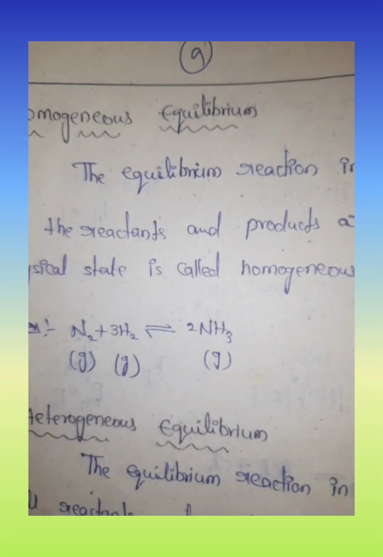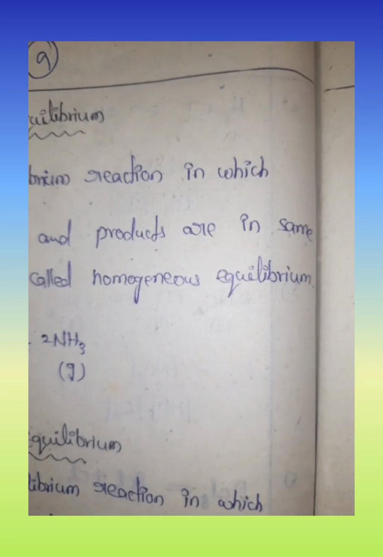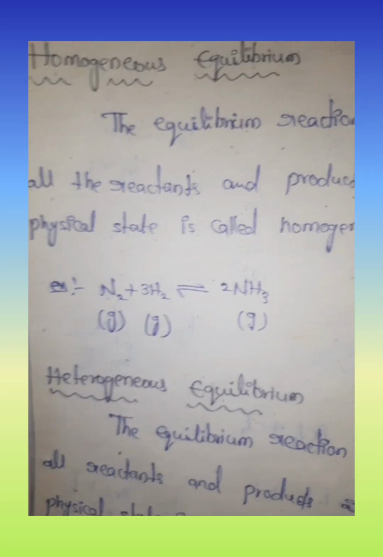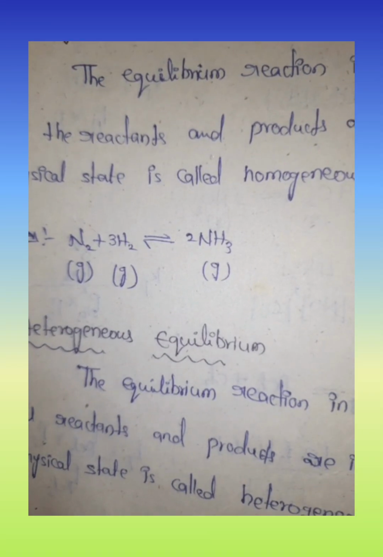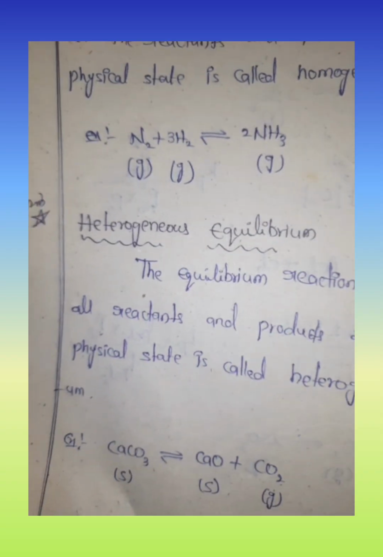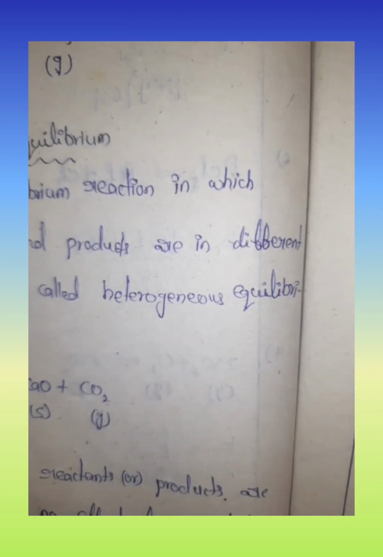Homogeneous equilibrium: the equilibrium reaction in which the reactants and products are in the same physical state is called homogeneous equilibrium. N2 gas, H2 gas, and the product is also gas. Heterogeneous equilibrium: the equilibrium reaction in which the reactants and products are in different physical states is called heterogeneous equilibrium. Calcium carbonate in equilibrium with calcium oxide and CO2: solid and gases.